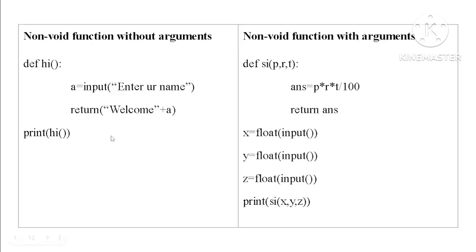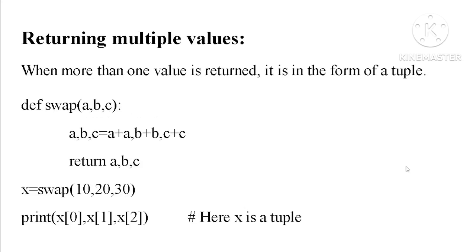Okay. Now look at this. Non-void function without arguments. Here I ask the user to enter a name and simply return welcome name. If you type Anu, welcome Anu will be printed on the screen. And here there is a non-void function with arguments. So you can have a different combination. You can use arguments, or you need not use them. You can return values, or you need not return values. Nothing is wrong. Okay. It depends on the question which is asked.